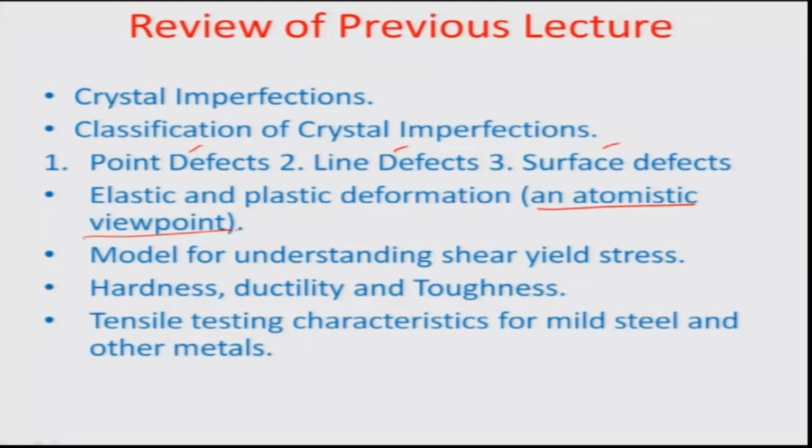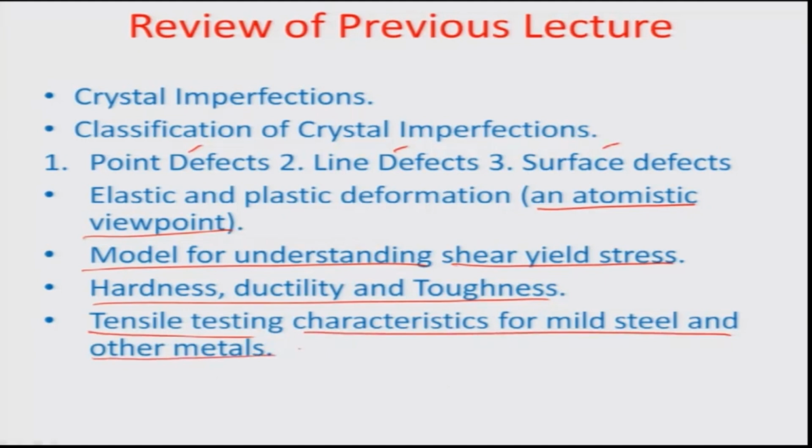a 2-atom system. We further considered the model for understanding shear yield stress and found that the ultimate shear yield stress really depends on the dislocation. Then we talked about hardness, ductility, toughness, some of these parameters, and also discussed in detail how to do the tensile testing for mild steel and some other metals, where we tried to understand models where the behavior of the metal could be an idealized rigid plastic behavior, or idealized elastic plastic behavior, or as a matter of fact elastic linear strain hardened behavior, and so on and so forth.